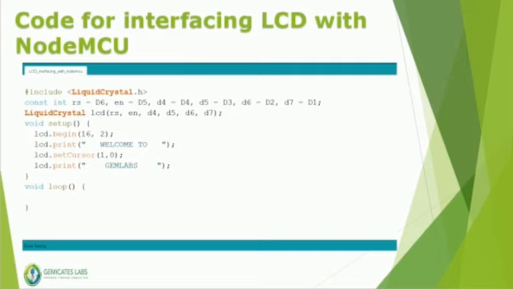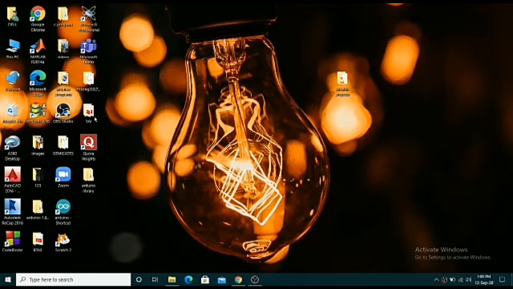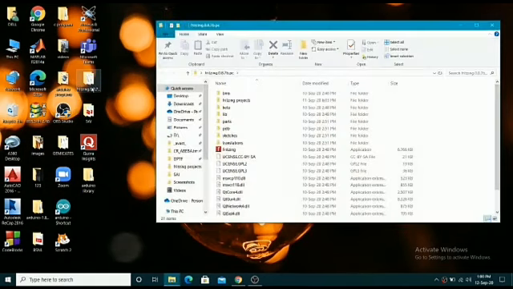Here we are taking a 16x2 LCD display and have displayed "Welcome to" and positioned the cursor at 0th row and first column and displayed the GEMLABs. Now let us see how to interface a 16x2 LCD display with NodeMCU.